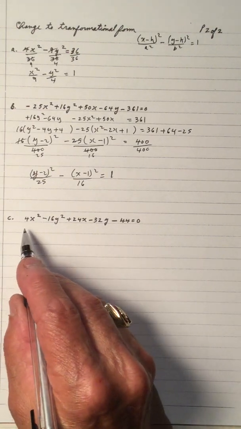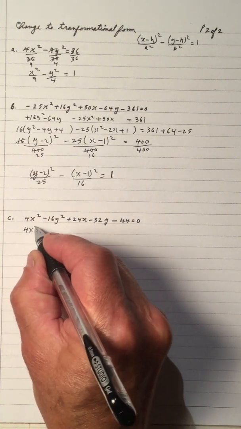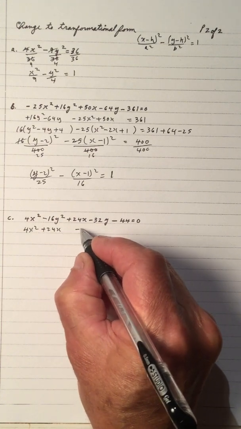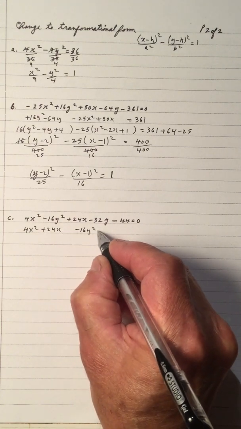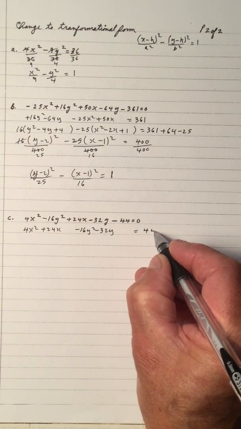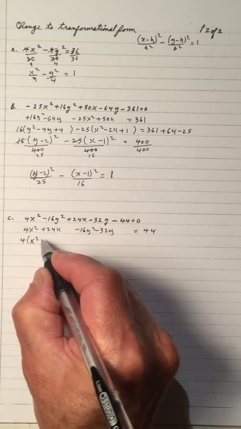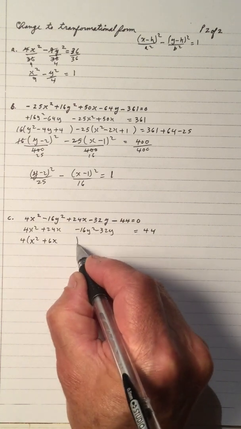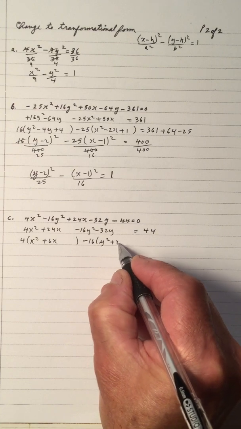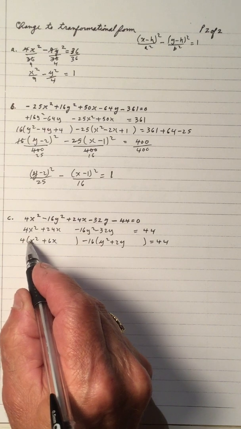In this one, the positive square term should go first, so the x goes first because it's positive, in descending order with the x's. Then we do descending order with the y's, and the 44 negative goes to the right to become positive. We take the 4 out by factoring: x squared plus 6x. Take the negative 16 out by factoring: y squared plus 2y. We factor to make the coefficient of x squared 1.